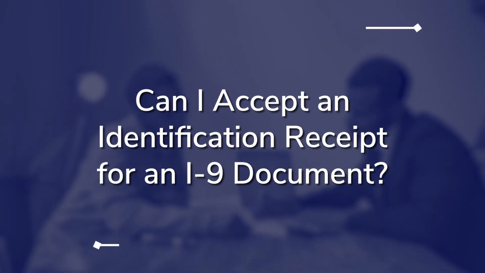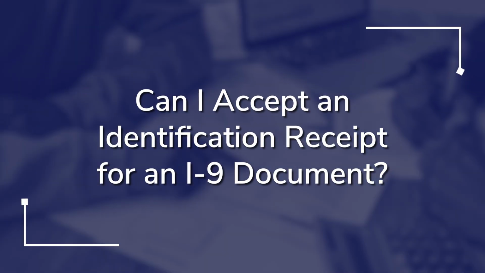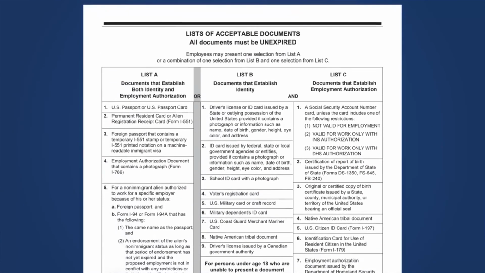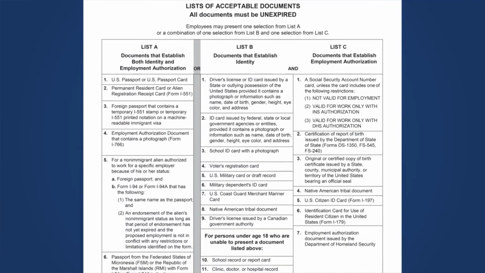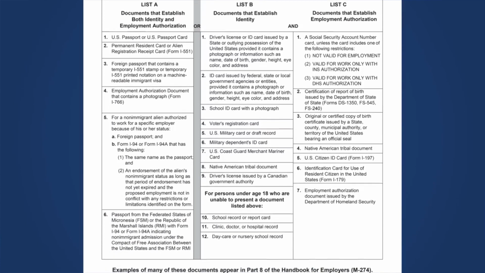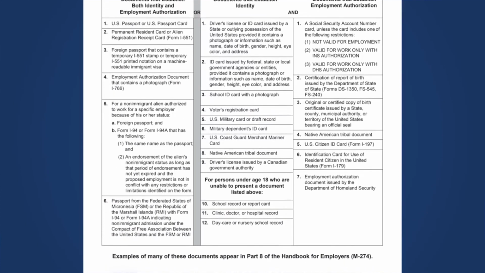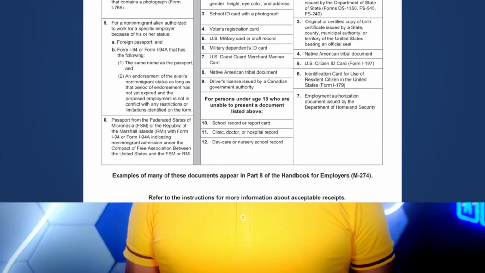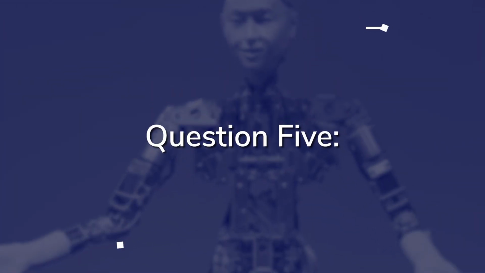Next, Question 4. Can I accept an identification receipt for an I-9 document? Yep. Just remember to refer to the 2023 version of the I-9's list of acceptable documents. There you can see what kind of receipts are acceptable. If an employee presents you with a document receipt, they have 90 days from their hire date to provide you with their new I-9 identification. You'll also have to record the permanent document in the additional information area of Section 2 and initial and date the change.